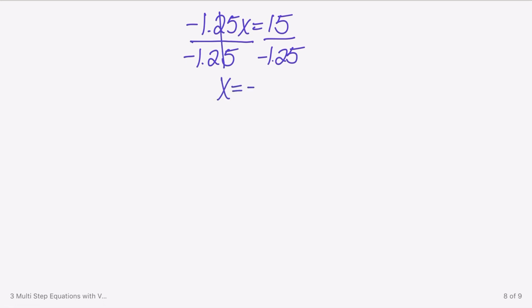So if negative 1.25x equals 15, I can solve this equation by dividing both sides by negative 1.25. So when I do that, this will cancel, leaving me with x equals negative 12.